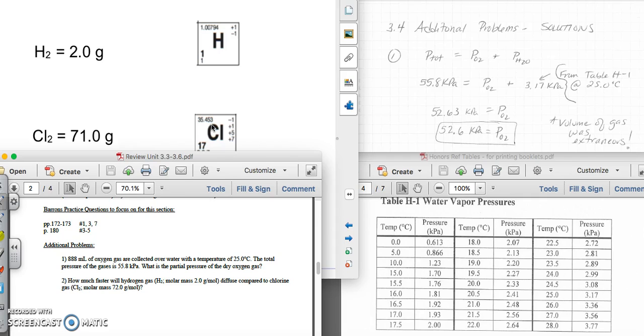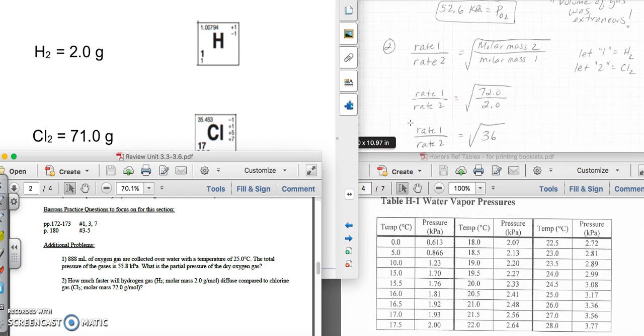Now chlorine, if you look on the periodic table, to the nearest tenth is actually 35.5. That 4 has to be rounded up. And so since chlorine gas is Cl2, it's diatomic. So doubling 35.5 is going to give you 71.0 grams per mole. And of course, that's to the nearest tenth. Right? So that's where we're getting the masses from.